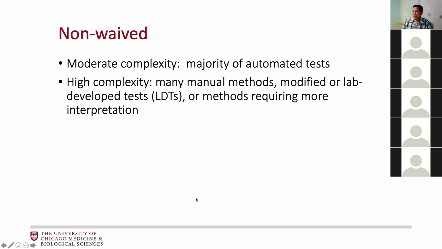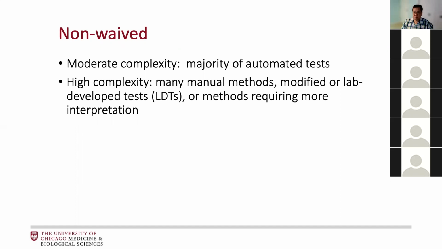So most of our automated tests in chemistry are of the moderate complexity type. The high complexity type are many manual methods, modified or lab developed methods, or methods requiring more interpretation. So all the stuff that you guys do in AP, where you go behind a microscope and look at the stain and make interpretation, those are by definition high complexity.